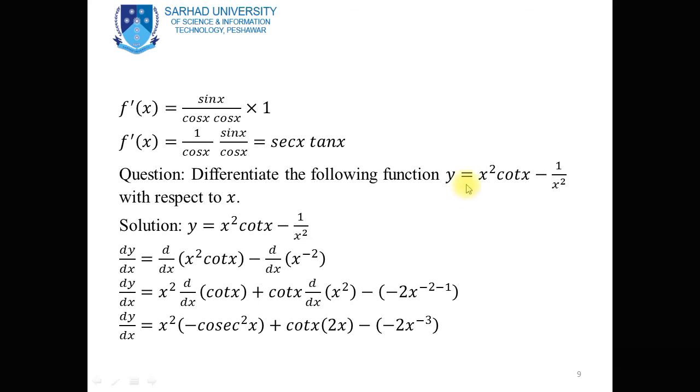Now dear students, try yourself for the proof of the derivative of cosecant theta. The derivative of cosecant theta is equal to minus cosecant theta cotangent theta.